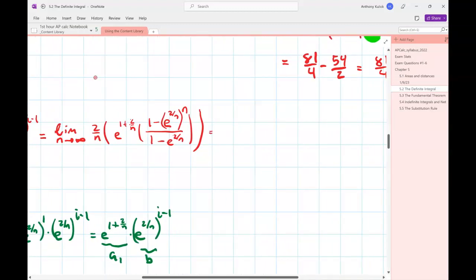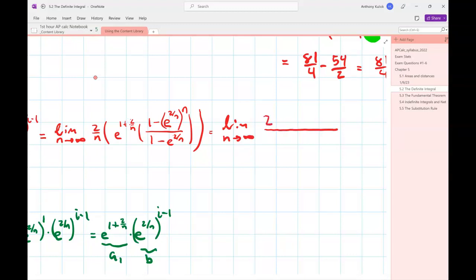All right, let's do a little bit of cleanup here before we move on. So I'm just going to write this as one big fraction here. In the numerator, I'm going to have a 2 and e to the 1 plus 2 over n, and then I have a times 1 minus e squared on top. On the bottom, I'm going to have n times 1 minus e to the 2 over n.